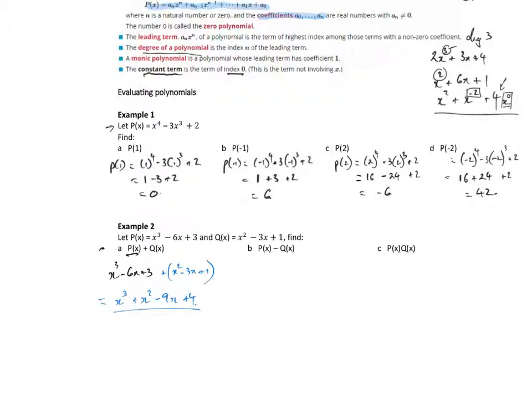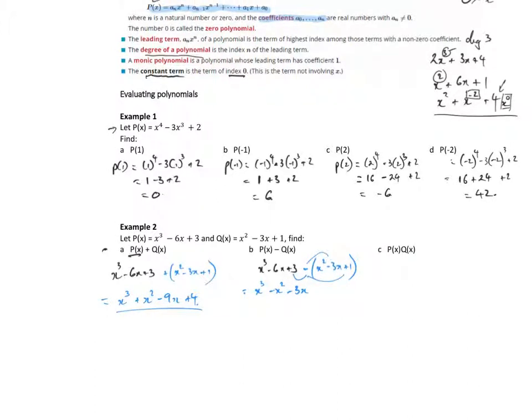If I want to subtract them, it's exactly the same thing. x cubed minus 6x plus 3, subtract this time, and put it all in a bracket, x squared minus 3x plus 1, because now we're going to be careful. x cubed, that's the only x cubed term. I've got a minus x squared. Then minus 6x minus 3x: minus of minus 3x is plus 3x, and negative 6x plus 3x is minus 3x. Then 3 minus 1 is 2.